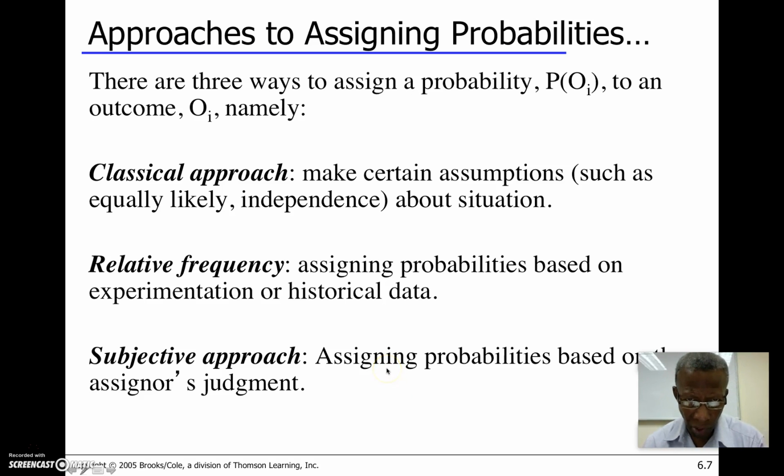Here we will talk about the approaches to assigning probabilities. There are 3 ways to assign a probability, namely: 1, the classical approach, which makes certain assumptions such as equally likely outcomes and independence about a given situation; 2, relative frequency, assigning probabilities based on experimentation or historical data; and 3, the subjective approach, assigning probabilities based on the assigner's expert judgment, as we say.